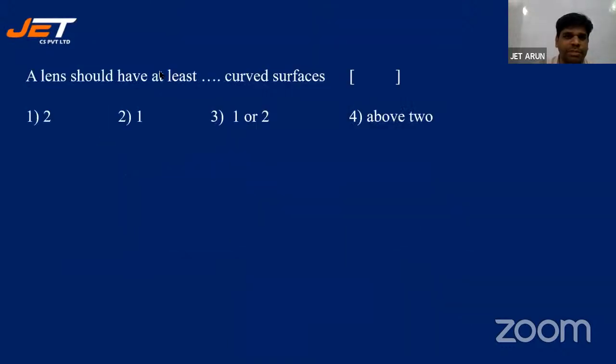Here's the first question, students. A lens should have at least dashed curved surfaces. Any curved surface undari lens ki at least.